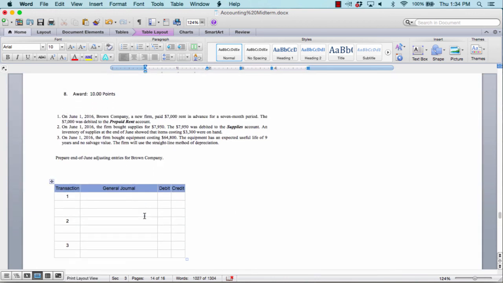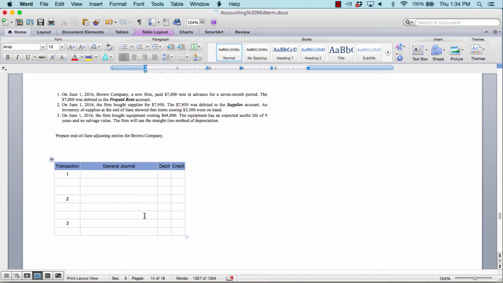Now number 8 is actually giving you some information, and it's asking you to do adjustments. So you're going to record the transactions based on the adjustment that needs to happen. Number 1, it says on June 1st, 2016, the Brown Company, a new firm, paid $7,000 of rent in advance for a 7-month period. The $7,000 was debited to the prepaid rent account. So if it's $7,000 for 7 months, you know that each month the rent is $1,000.